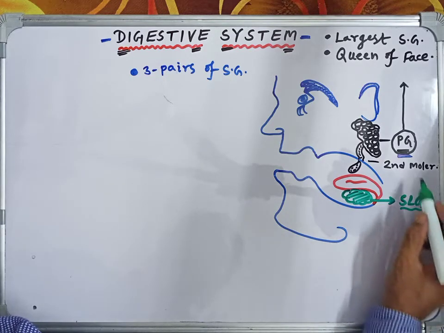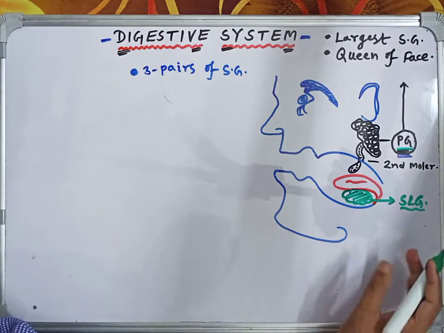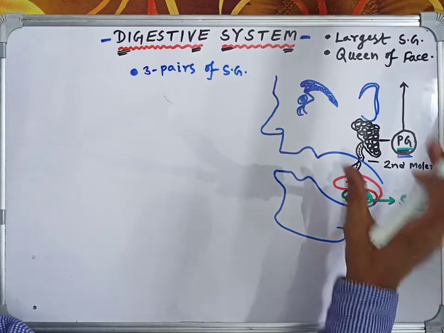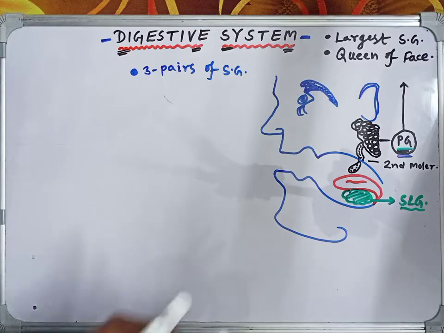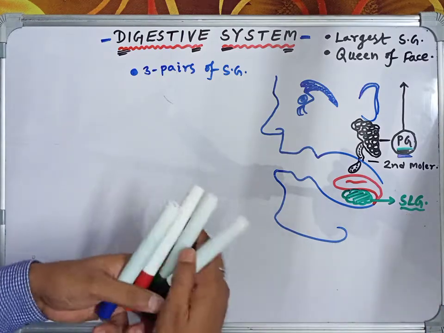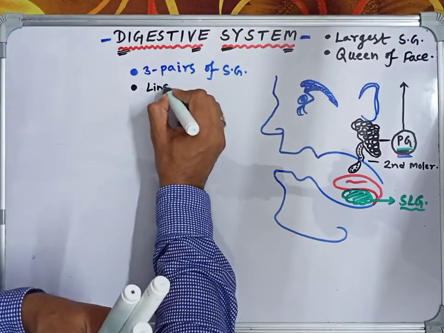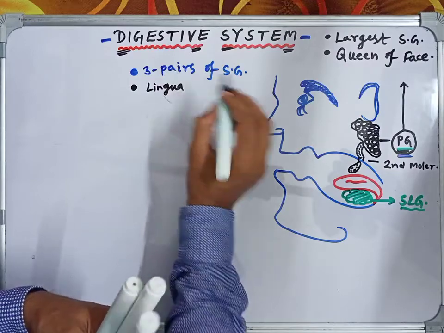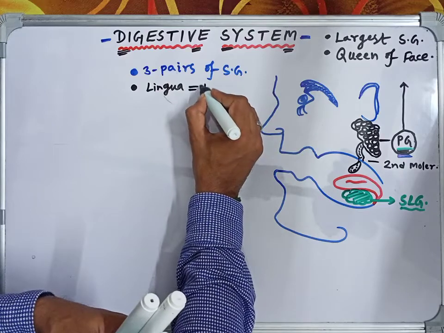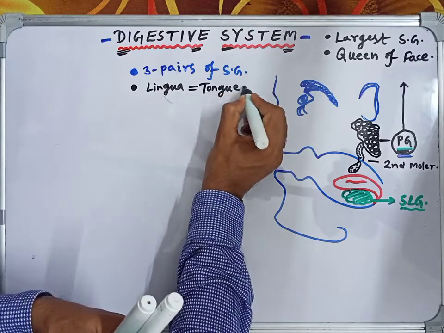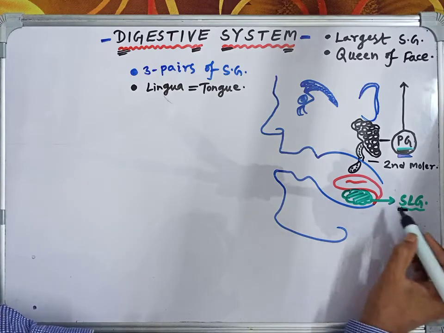I write it down in short form, right? PG stands for parotid gland, SLG stands for sublingual gland. You have to write down the long form, right? So why is this gland called the sublingual gland? You need to understand that, because the word lingua is derived from a Greek word, right? And lingua means tongue, right? And sub means what? Sub means below.